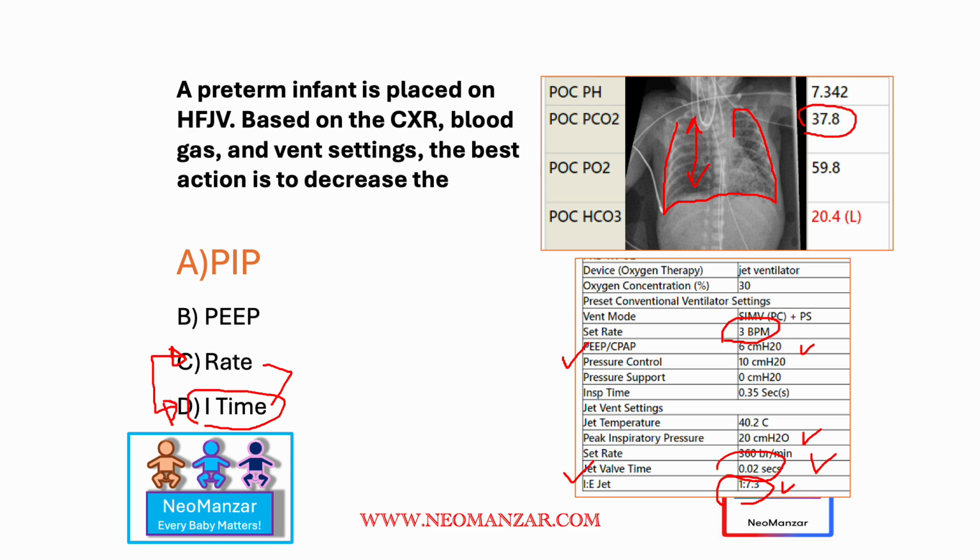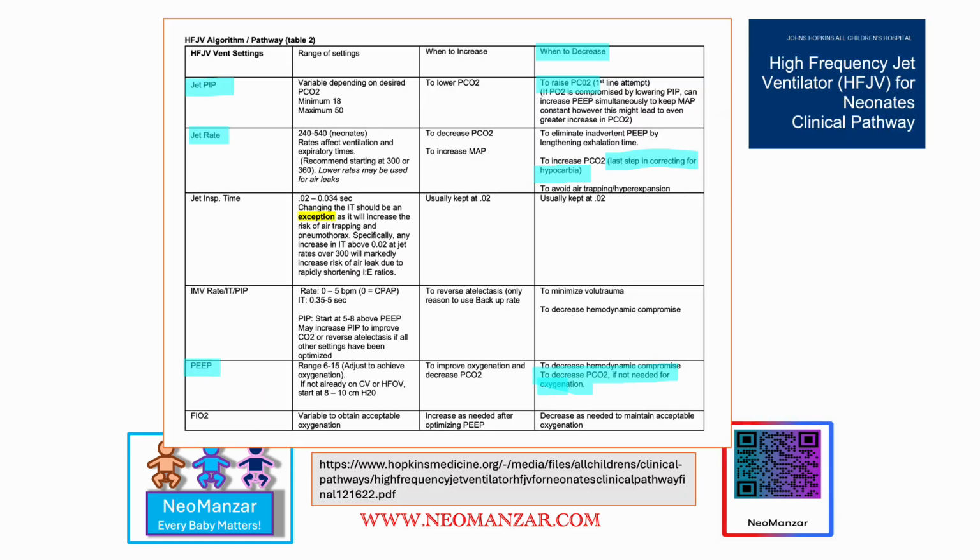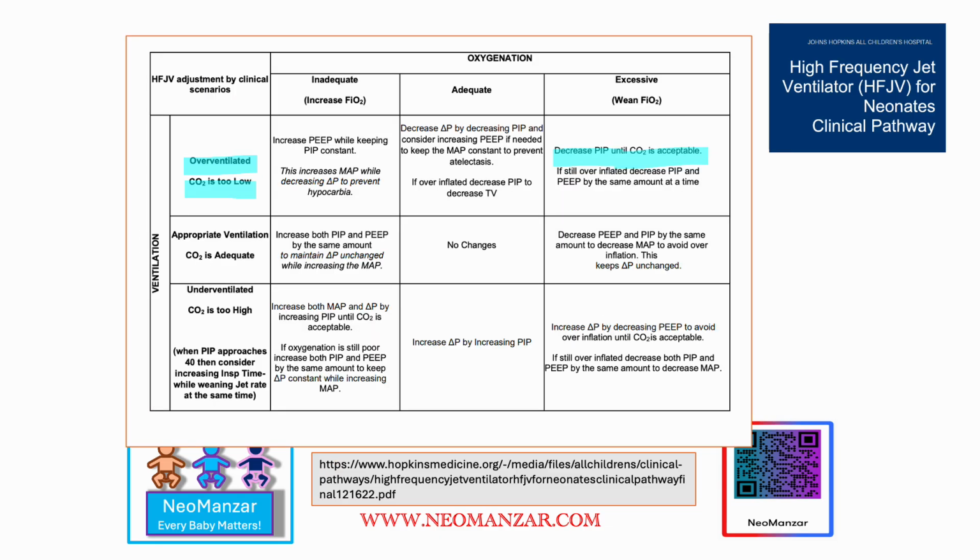So now let's go to the next slide, in which we have a reference. You can see this is from the internet, a Johns Hopkins website, and it nicely tells you when to do what. This is a nice table to remember. And like in this case, go to the second slide. See, you want to decrease the PIP to attain a normal CO2 because the CO2 was low.